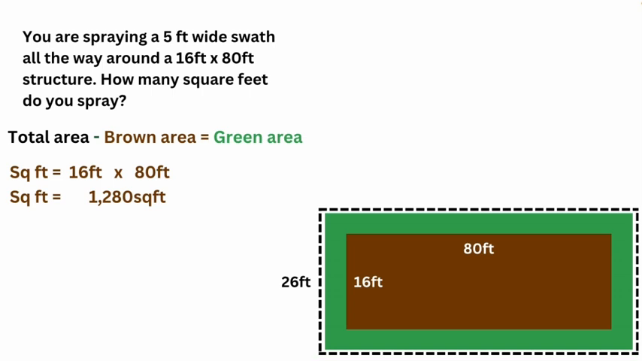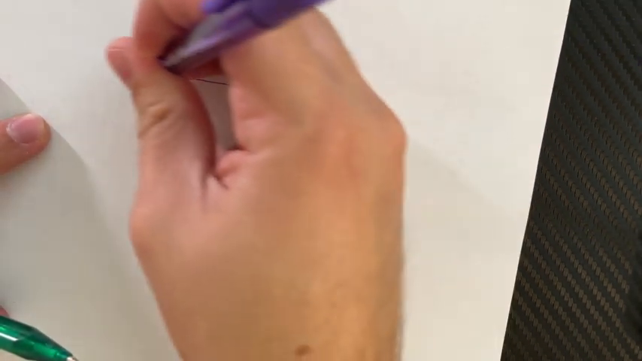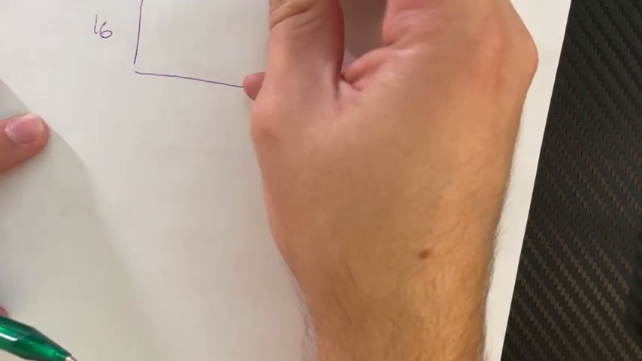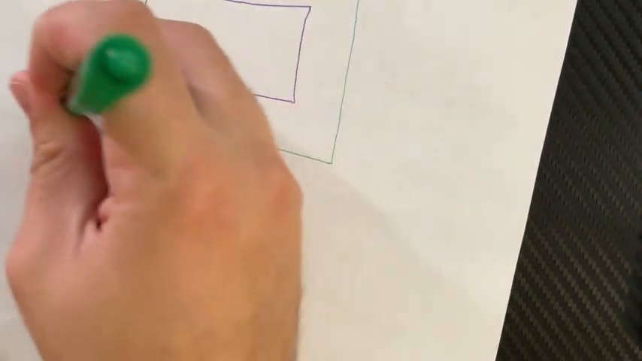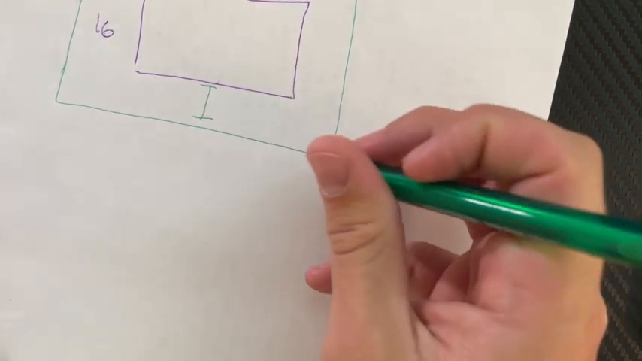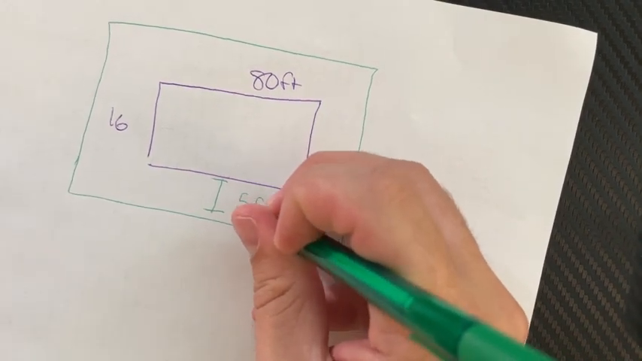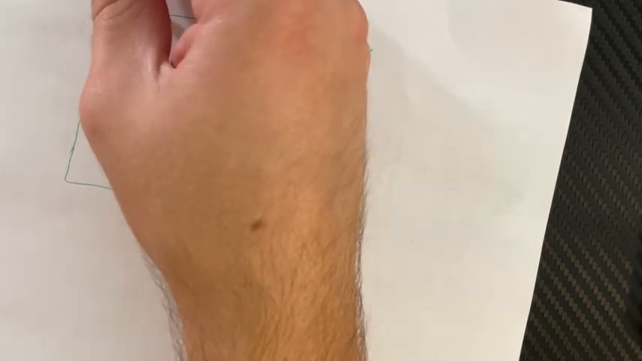26 feet, wait. Sorry, my math is wrong. You gotta read the questions. We're spraying a 5 foot wide swath all the way around, okay? So I'm just gonna scrap this. We're gonna start over, it's good practice, okay? So we've got a 16 by 80 foot structure and a lawn that goes 5 feet all the way around, okay? So this distance here, this is 5 feet. Okay, but the math ends up being the same.